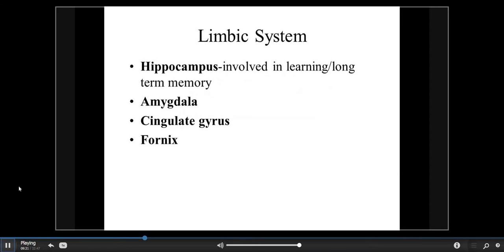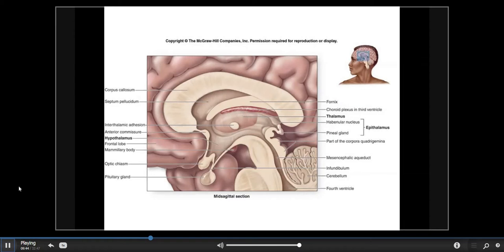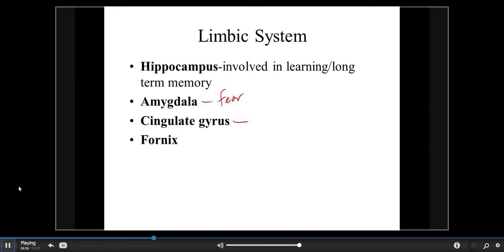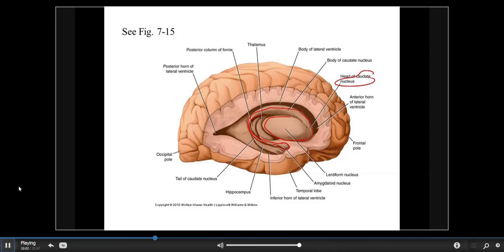Now, your limbic system includes your hippocampus. Now, this is involved in learning and long-term memory. Your amygdala allows you to interpret fear. Your cingulate gyrus is just simply a gyrus that's right above the corpus callosum. You can't see it in this picture, but I'll show you a picture of that. There you go. This picture here shows you the corpus callosum, and right above it is the so-called cingulate gyrus. As the name implies, one gyrus. And then you also have your fornix. So all these are the components of the so-called limbic system in the brain, in the cerebrum.